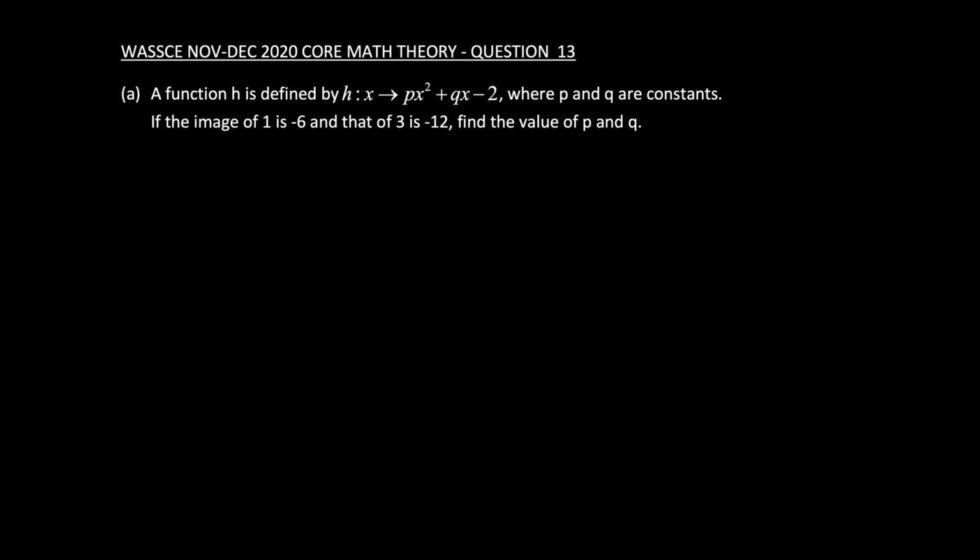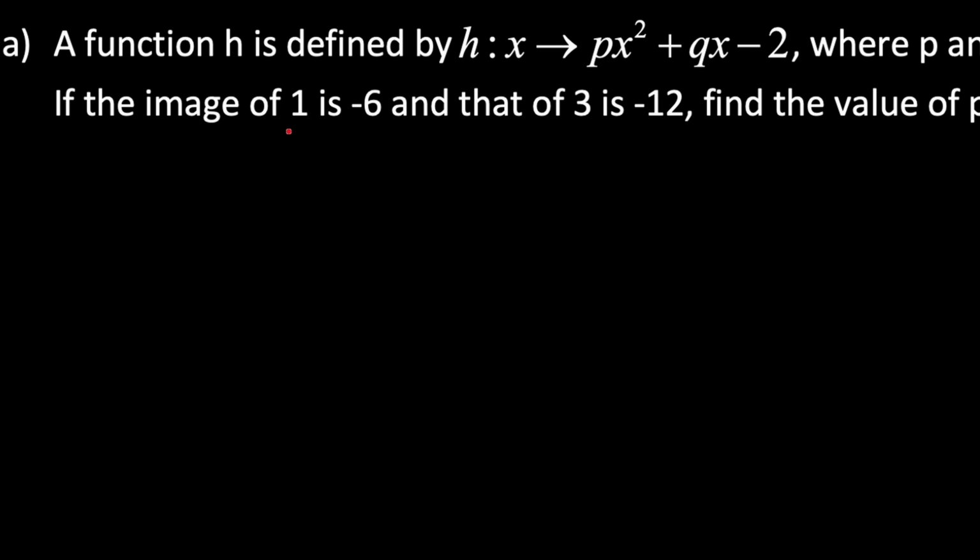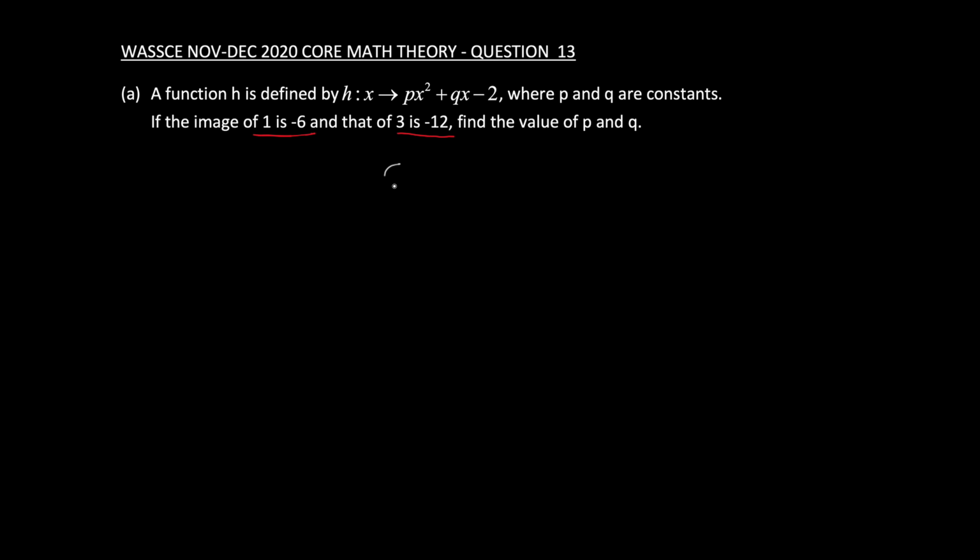So from here, they are saying that the image of 1 under h of x should be minus 6 and that of 3 under h of x should be minus 12. What this means is that if we put 1 into h of x, we should get negative 6, and if we put 3 in h of x, we should get negative 12. So let's begin with our solution.